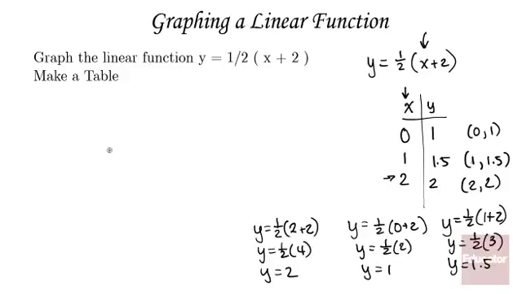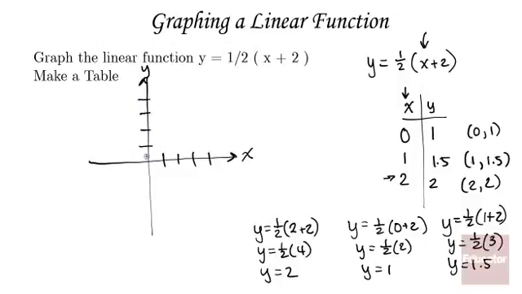So let's come to our graph here. Here's my x-axis and my y-axis. And I see that my ordered pairs only go from 0 to 2, so I don't have to draw very many lines here.